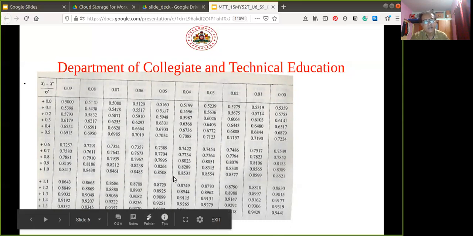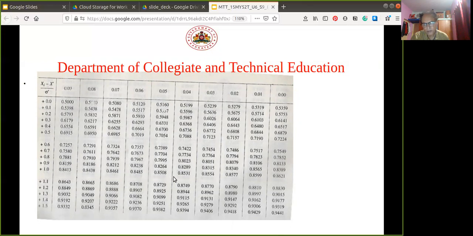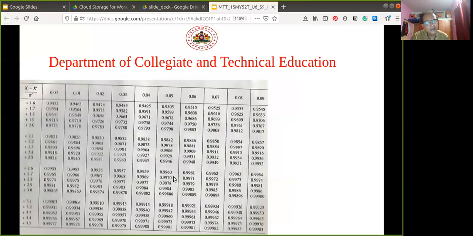You can see in that tabular column, it will be always increasing. Now you can see here, this table starts from the Z value of plus 1.5 and it will end at 3.5. So we have to read these tables like this. You can understand this by means of a problem.